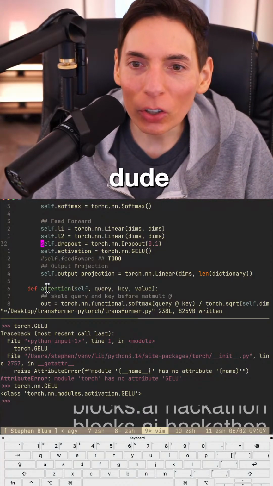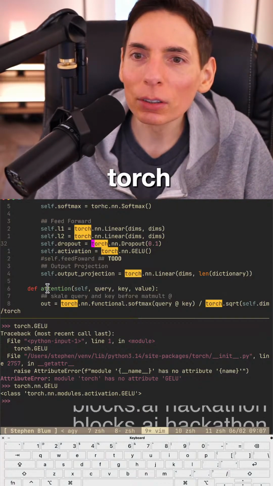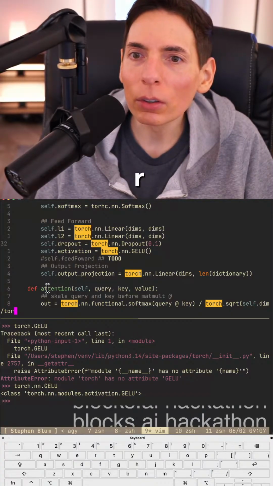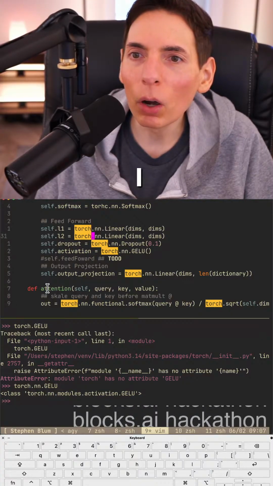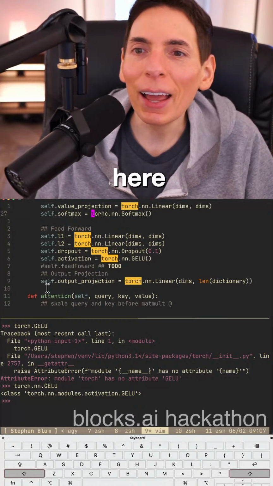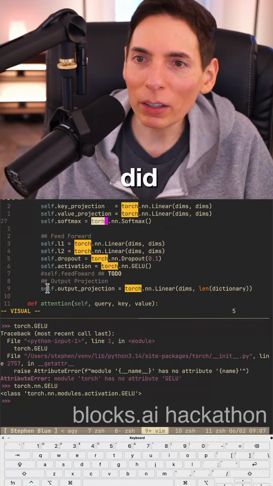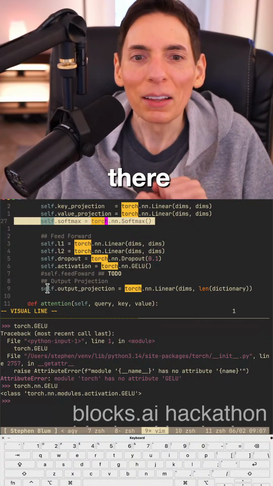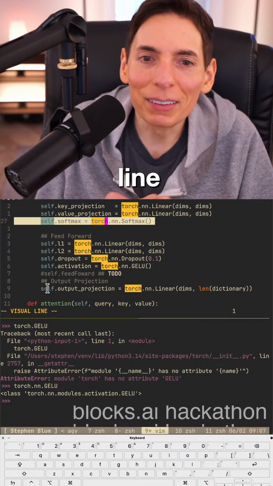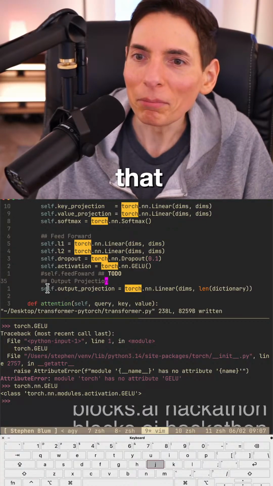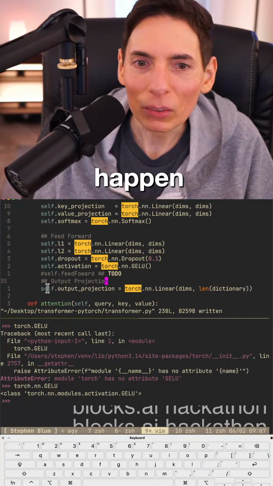You spelled torch wrong, dude. Oh, I did. Where? Torch. T-O-R. Wait, I sure did, right here. Hey, thank you. Appreciate it. I'm like, where did I misspell it? Oh, there, right there in the softmax line. Thank you, Matchstick. Appreciate it. Where did that happen? No problem.